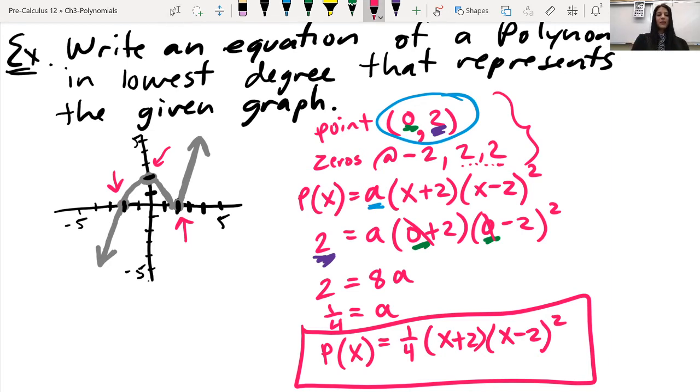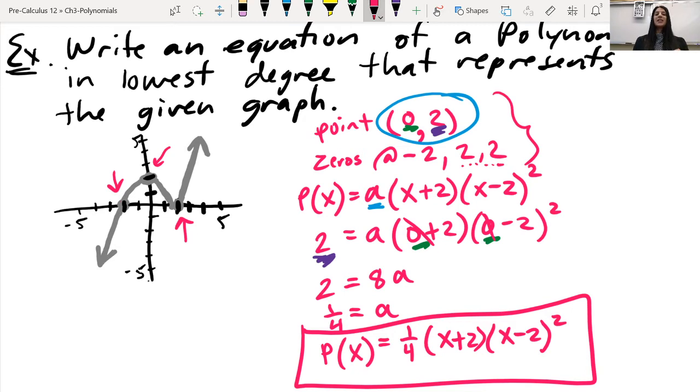Now let's talk about this lowest degree part. Notice here, if I go back to the graph, there's 1, 2, 3 changes of direction. That could indicate an x to the 3 equation. That's the degree in lowest form, but it could also be x to the 5 or x to the 7, or all of those things we talked about in the last video.